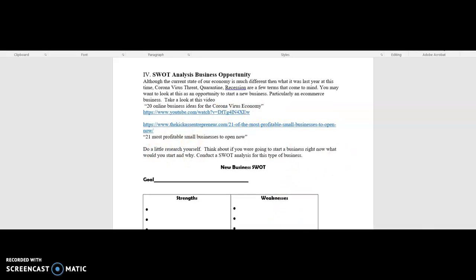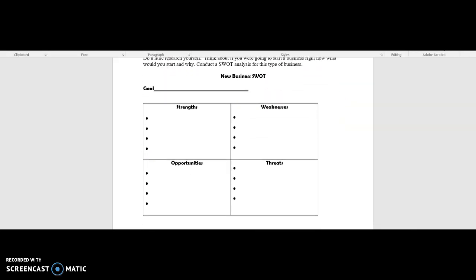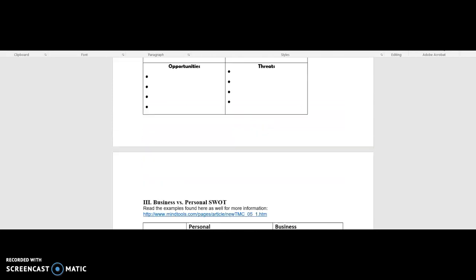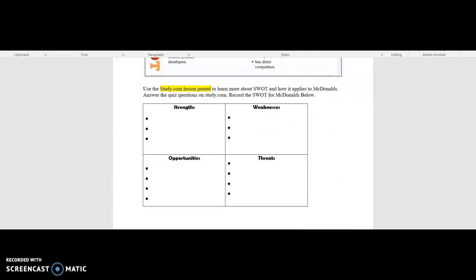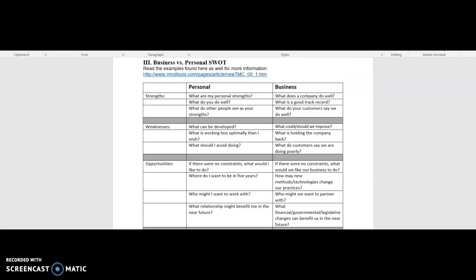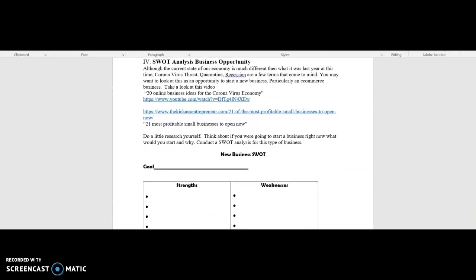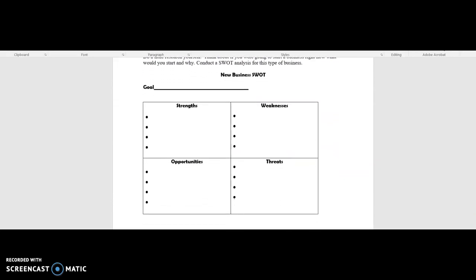Okay, so the last thing you guys are going to do, and this is actually worth 20 points, is you're going to identify a new business opportunity or an area of business that you may want to start and do your SWOT for that. All right, so to recap, you're doing three SWOTs. You're doing one based on the study.com McDonald's, looking at how they've already used it. You're going to do a personal SWOT analysis. And you're going to do one based on a business you may want to start.